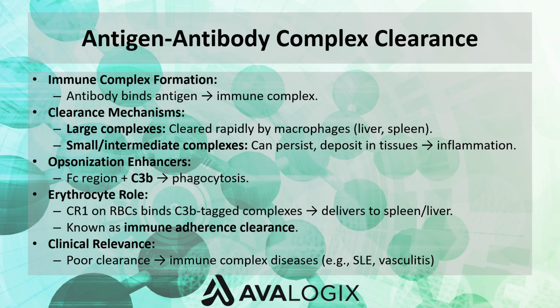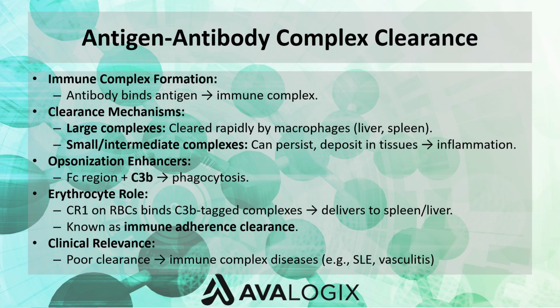When clearance fails or is overwhelmed by excessive antigen antibody production, immune complexes can deposit in tissues, activate complement locally, and trigger inflammation. So, to summarize, antigen antibody reactions not only serve to neutralize or opsonize pathogens, but also must be cleared efficiently. This phase is just as critical in preventing collateral damage and in ensuring immune homeostasis.